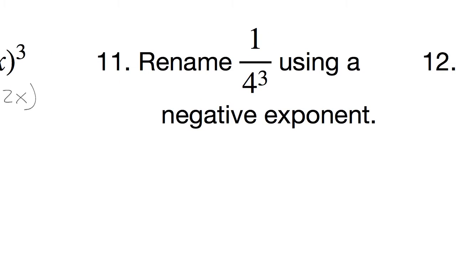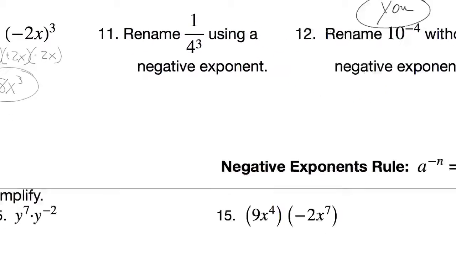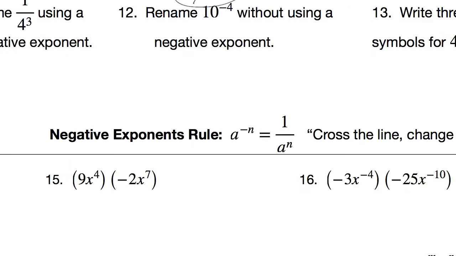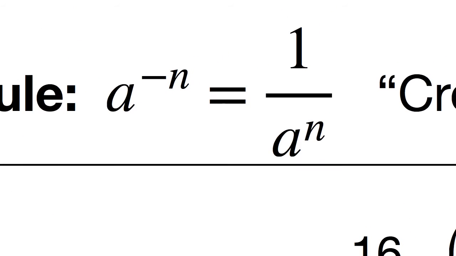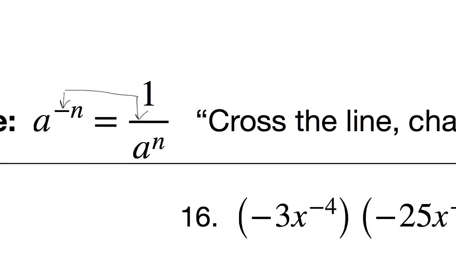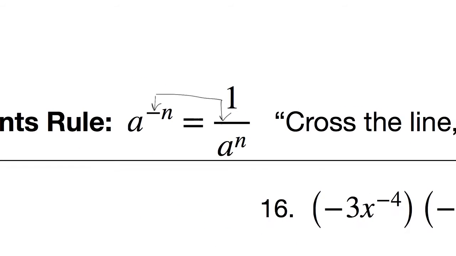Rename 1 over 4 to the third using a negative exponent. Well, I'd like to just remind you that the negative exponent rules have this relationship between negative exponents and fractions. I can show you why in class later if you want, but the relationship is there.